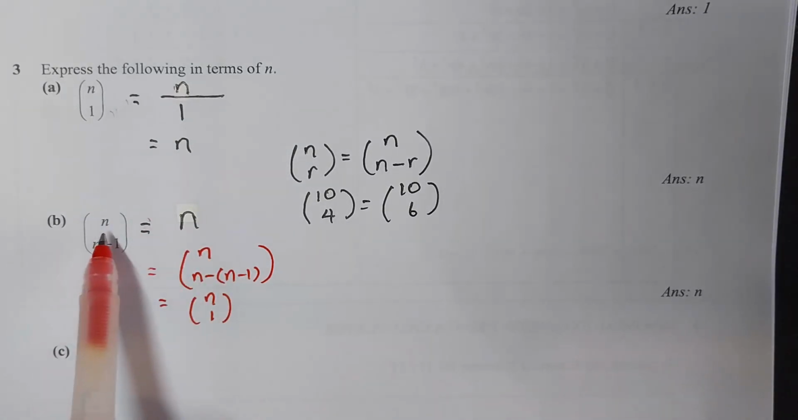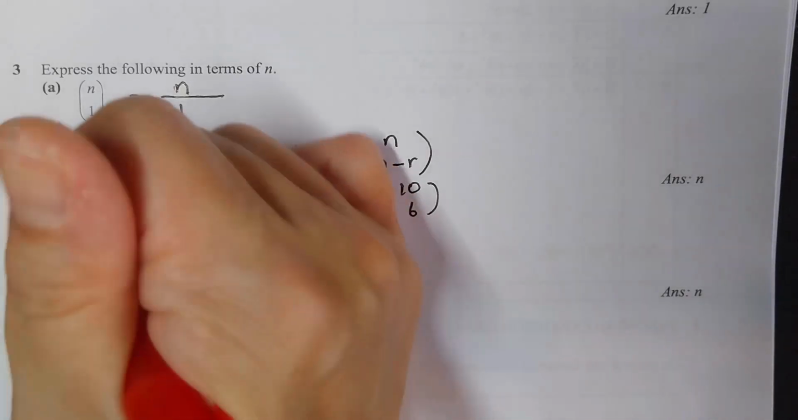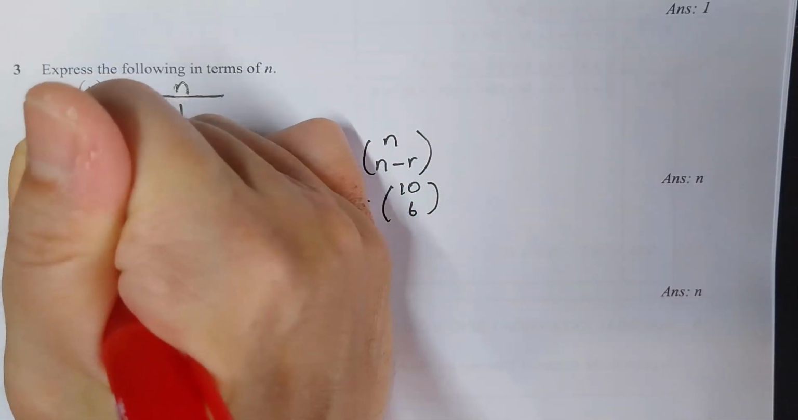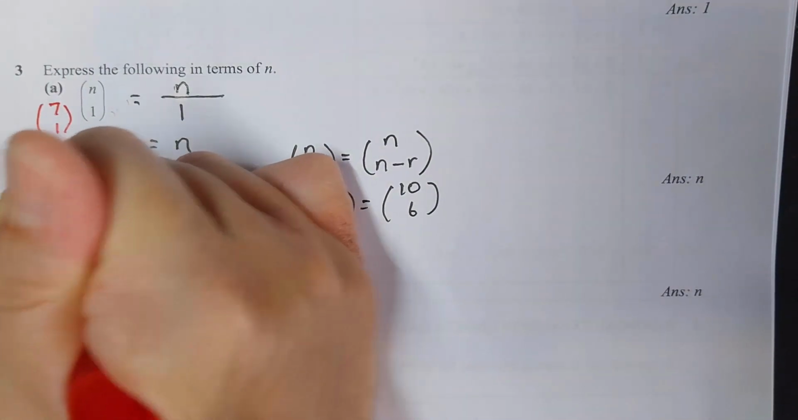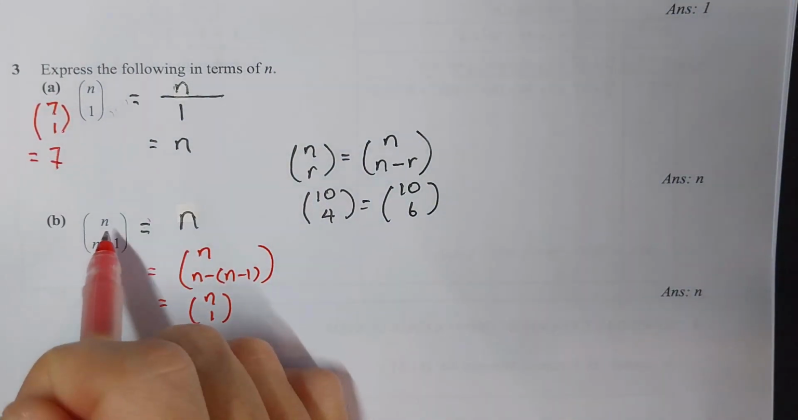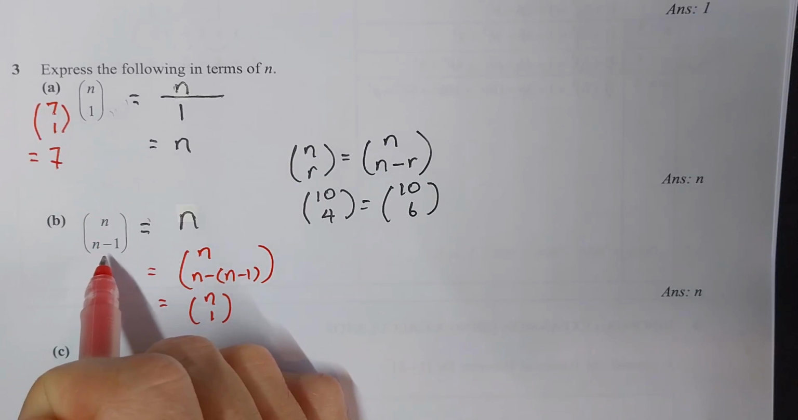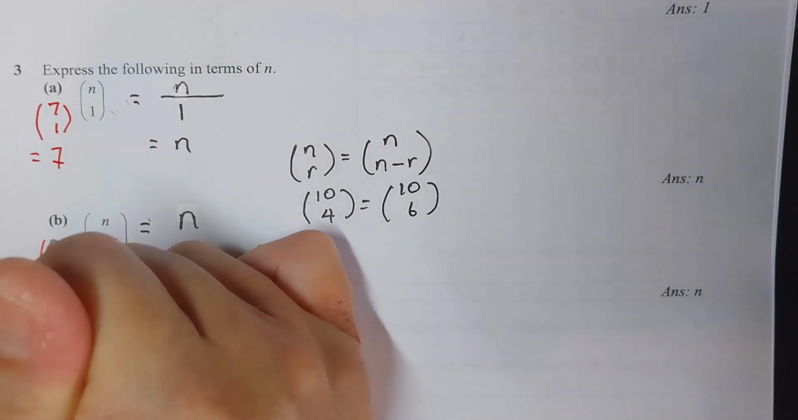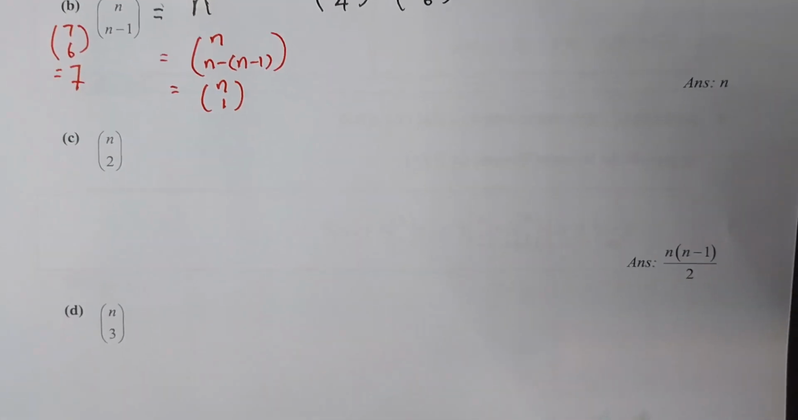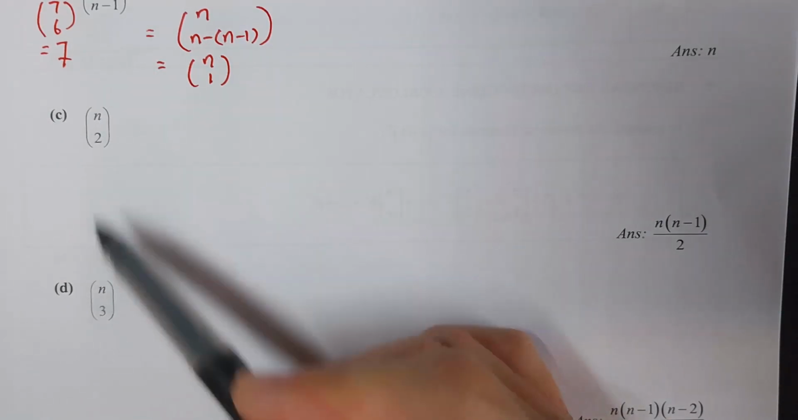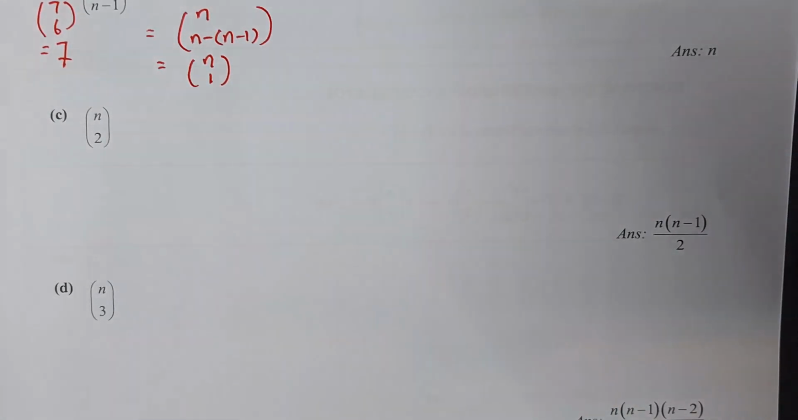Let's look at some numerical examples to see what I mean here. So if I have 7 choose 1, the answer should be, yes, 7. Now in this case, I will have 7 choose 6. And it will also give us 7. Now why don't you try the last two here to express these two in terms of n.